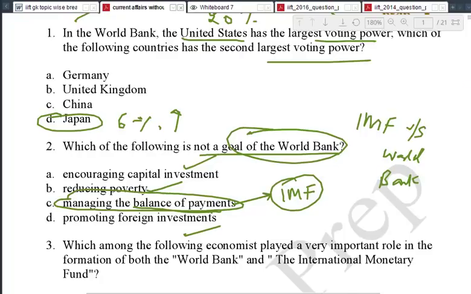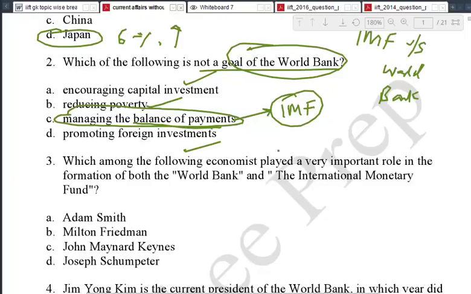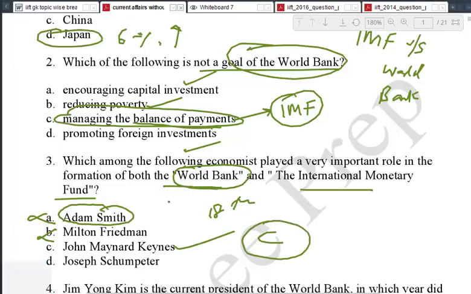So let's take some random questions. Which among the following economists played a very important role in the formation of both the World Bank and the International Monetary Fund? Adam Smith was born way back in the 18th century, and the World Bank is a 20th century organization. So we cannot have A as the answer. Milton Friedman, no. Keynes, John Maynard Keynes, played an important role in the formation of both the World Bank and the International Monetary Fund.